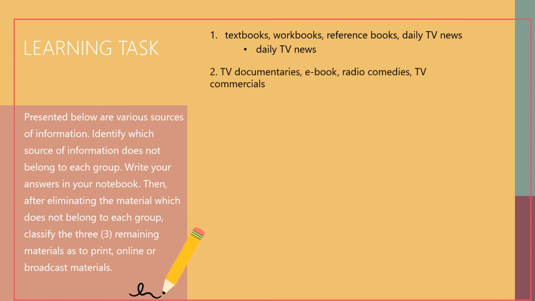Now let's have the second one. TV documentaries, ebook, radio comedies, and TV commercials. Now, I'll give you 3 seconds to answer. 3, 2, 1. The answer is e-book. Bakit e-book? Dahil ang TV documentaries, radio comedies, TV commercial is anong kind of information source siya? Siya ay broadcasting. Kasi lahat sila nagbo-broadcast, di ba? Ang e-book is online source. Okay? So, online source of information.